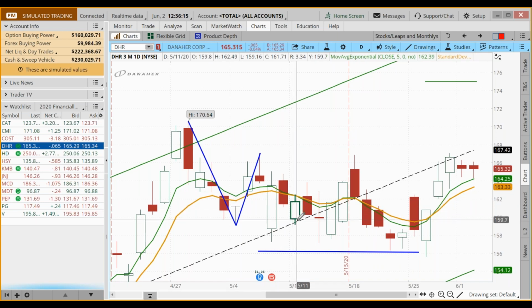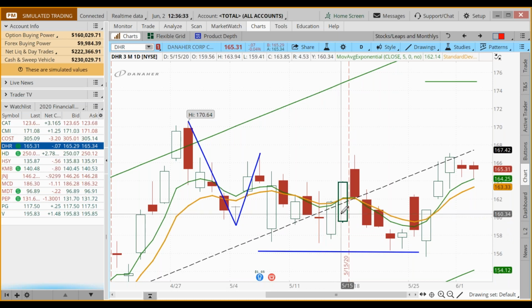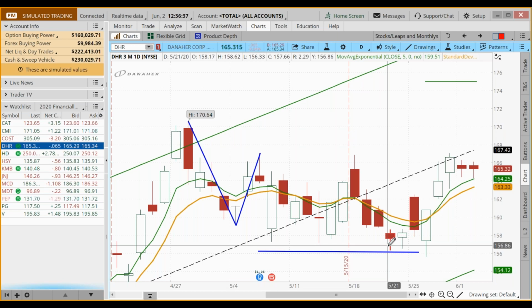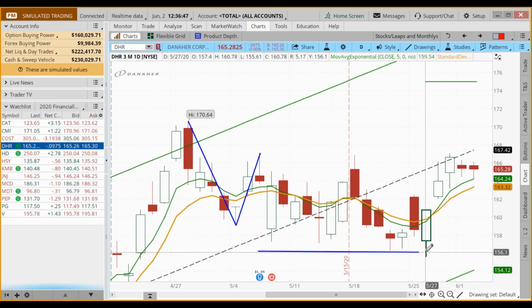And then it came down and it made a very small measured move right here. But that wasn't enough for me to make any trades on it. And I was glad because the next couple of days were up. Then we had some more down days and it made another measured move right here. I wasn't really convinced until it made this measured move right here. And that's when I decided to get in.